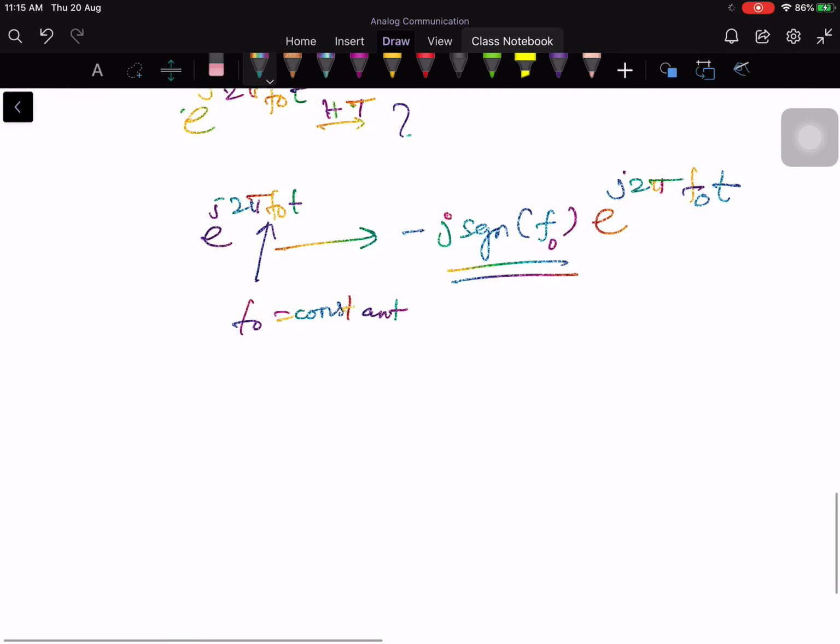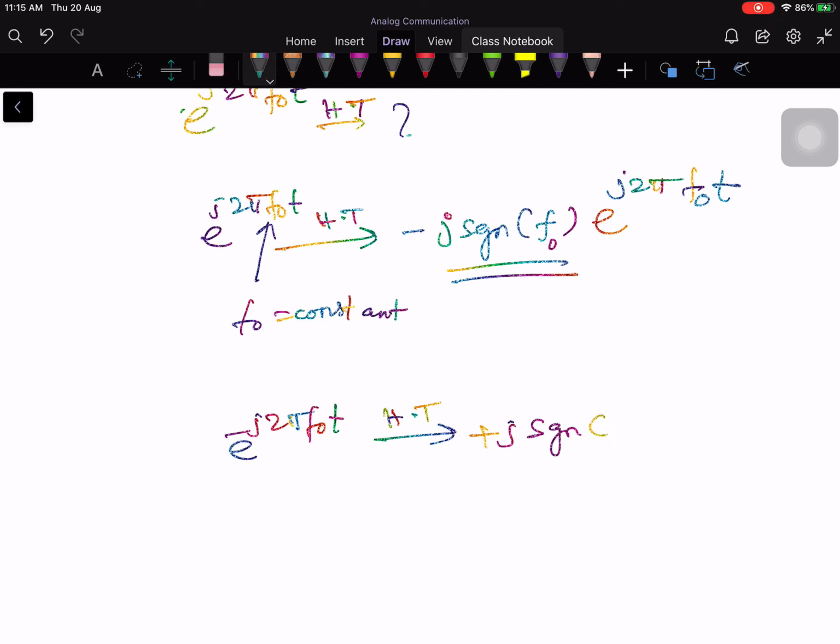Therefore if you take e to the minus j 2 pi f naught t, then if you take Hilbert transform, then it is plus j times signum of f naught, e to the minus j 2 pi f naught t.